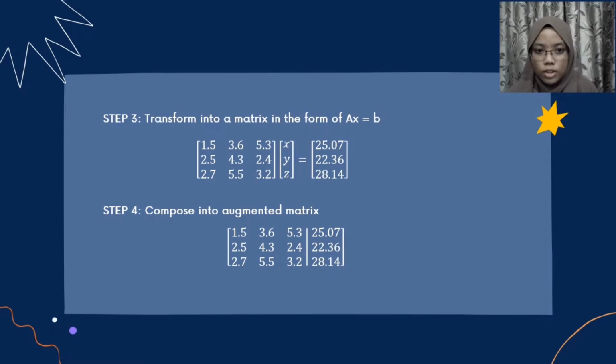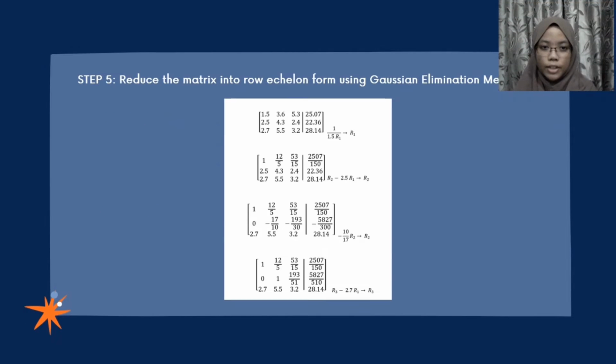Step 4, we have to compose the matrix into the augmented matrix. Then it will look like in the slide. Step 5, reduce the matrix into row echelon form by using the Gaussian elimination method.